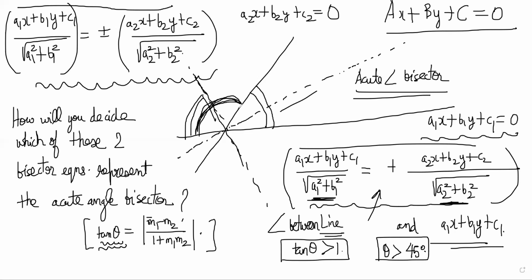You understand? So basically pick one equation, find the angle between that bisector equation and the line equation. Once you have found the angle, you will know whether it is greater than 45 or lesser than 45. If it is lesser than 45, then what you picked was an acute angle bisector. If it is greater than 45, whatever you picked was an obtuse angle bisector, right? So in general, this is how you find the bisector equations.